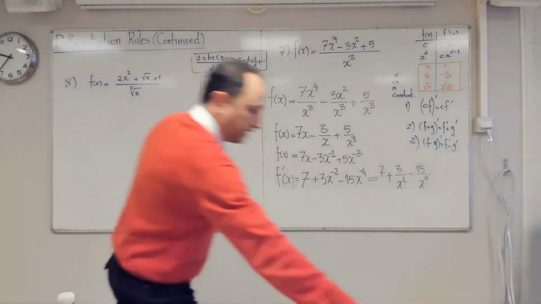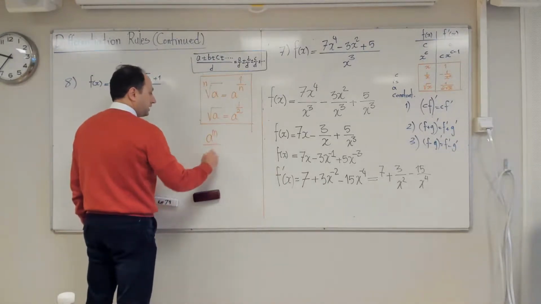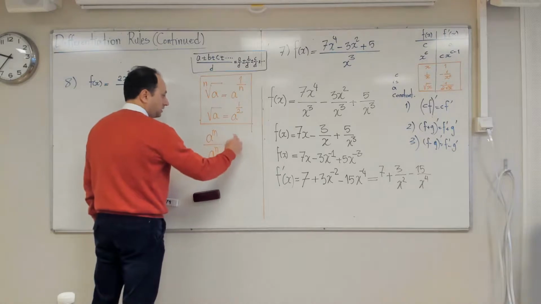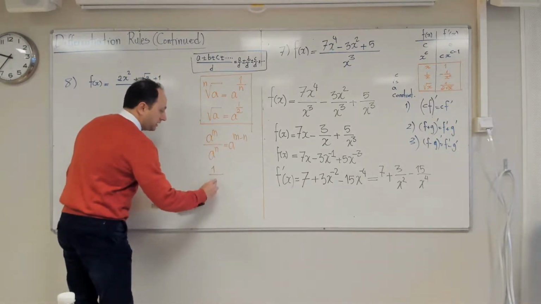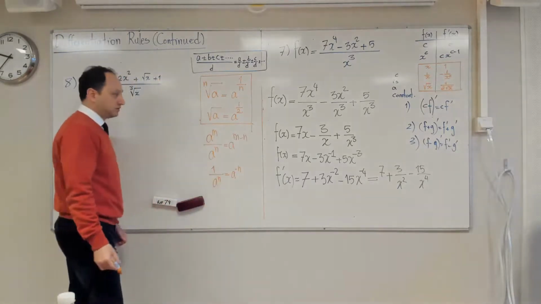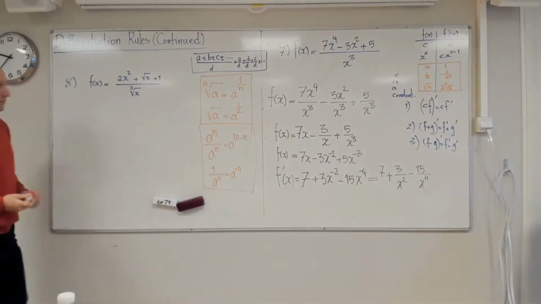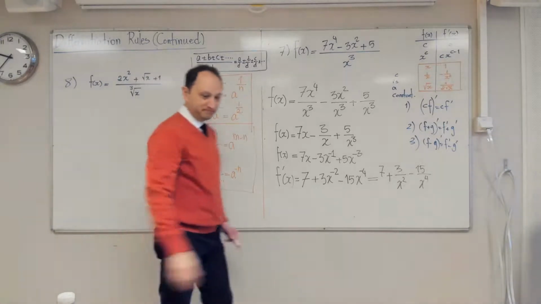So if I have a to power m divided by a to power n, what can I write? M minus n. That is also necessary. And if I have 1 divided by a to power n, you can write it as a to power minus n. So these are also something that I thought that you might know. But these are also in the formula sheet, unfortunately.